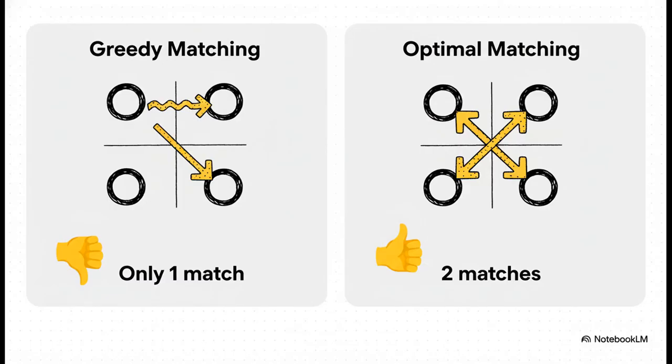And here is the trap. On the left, the greedy choice makes one super easy diagonal match. Boom, done. But in doing that, it completely blocks any other matches from being made. The optimal solution on the right, though, it's a bit cleverer. It finds a way to create two matches. It proves that the first, most obvious choice isn't always the best one for the system as a whole.